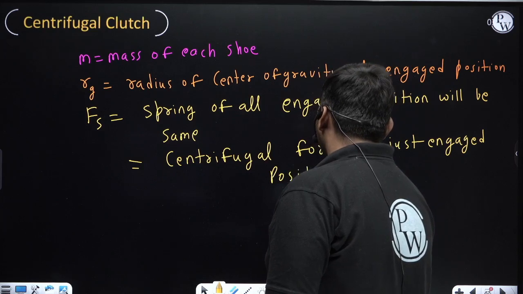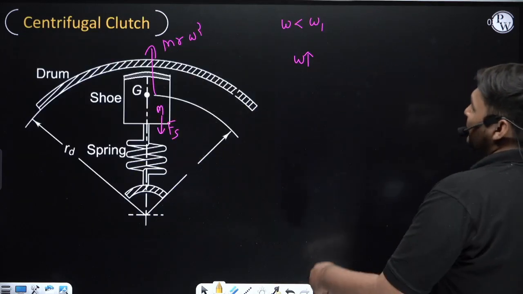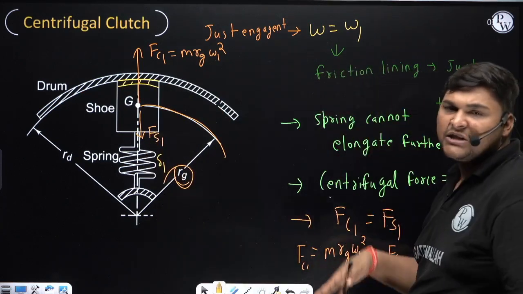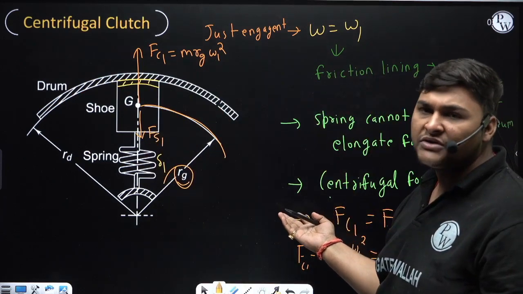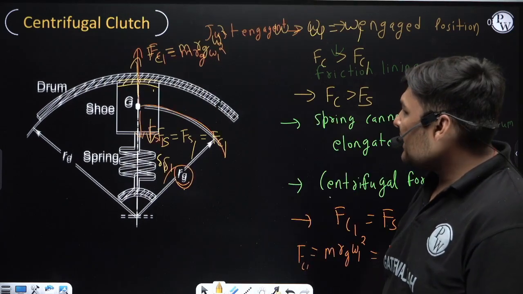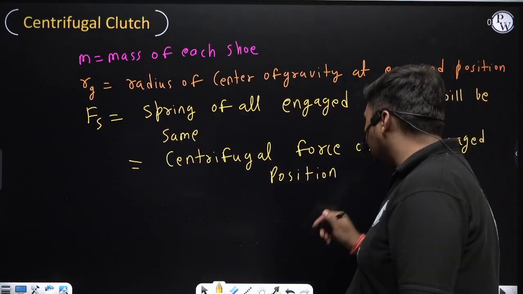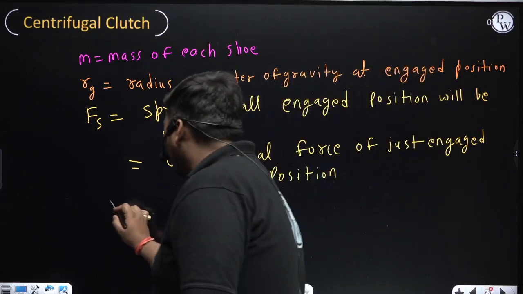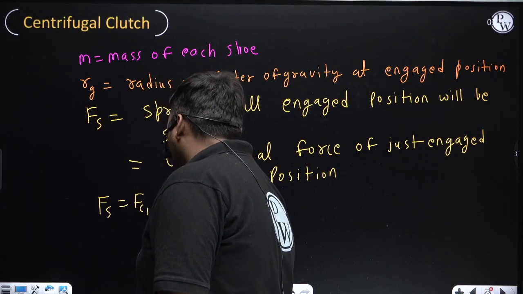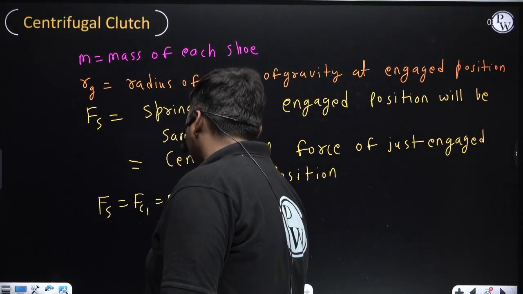Why? Because centrifugal force at just engaged position is getting balanced by spring force, and spring force of all engaged position is constant, which is equal to centrifugal force of just engaged position. I am denoting centrifugal force of just engaged position as FC1. So can I say FS is equal to FC1, and the formula to calculate FC1 is mRg omega.